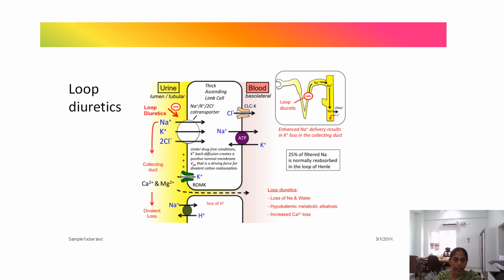So again, for recap, you can see loop diuretics inhibit this cotransporter. So more of these ions will be lost in the urine. Calcium ions and magnesium ions are also lost here.